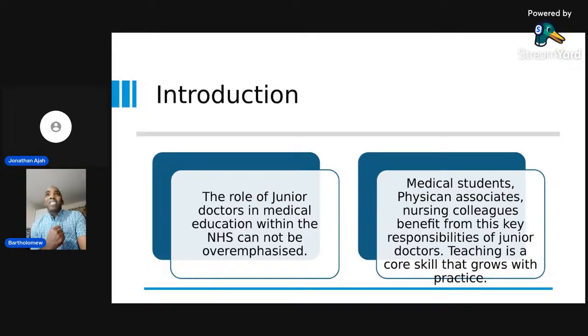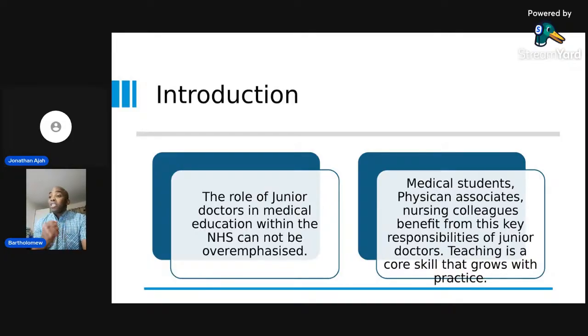Why does teaching matter in the NHS? At the heart of the NHS is the patient. The patient is in the center, and patient safety is something that is key. Dr. Jonathan, who has had a vast experience in the NHS, would agree with me that here in the NHS, patient safety is something that is very cardinal. Therefore, the role of doctors as educators is paramount.